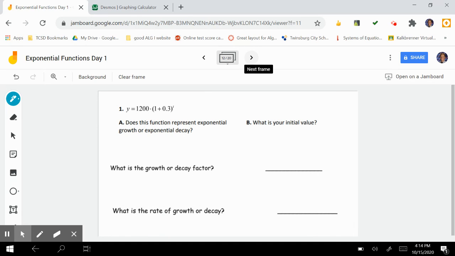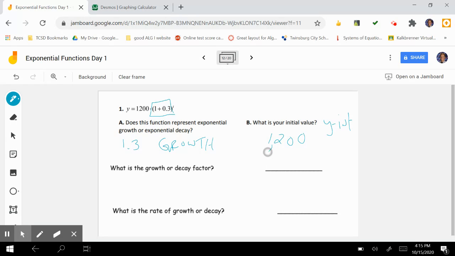All right, so let's look at this. Does this function represent exponential growth or exponential decay? So if we look here, in parentheses, 1 plus 0.3 gets you 1.3. So that's going to be growth because that value is greater than 1. What is our initial value? That y-intercept, remember, I'm just going to put over here just to remind us where we start. That's where x is 0. Our initial value is 1200.